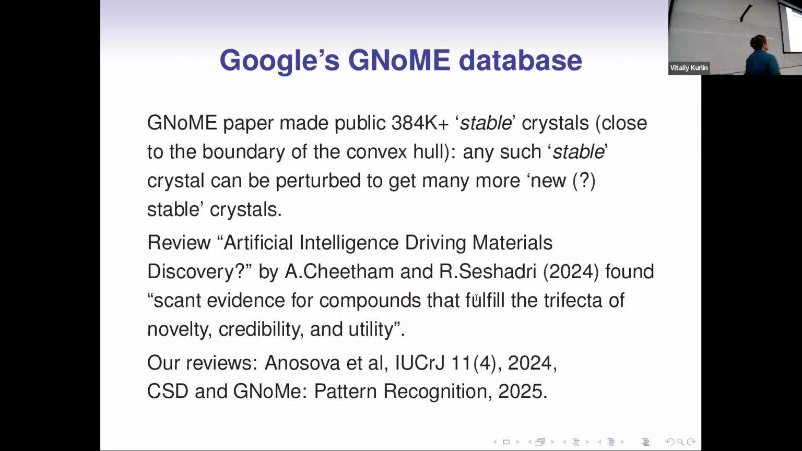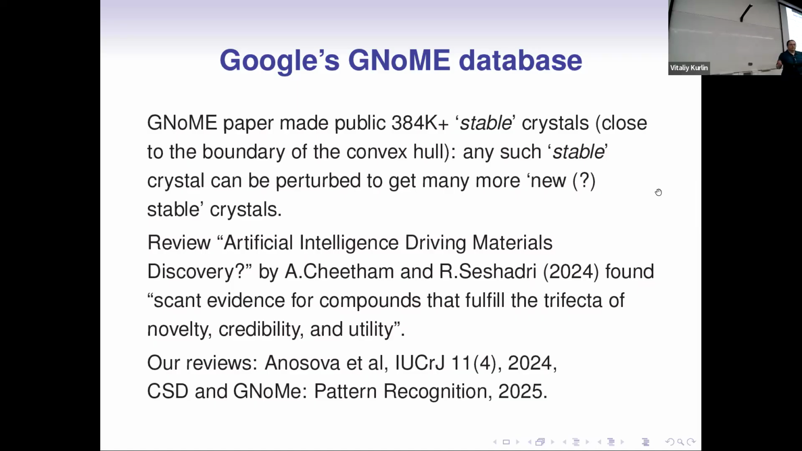Okay, so that was about synthesized materials, but we still have something like 2 million predictions. Actually, GNoME publicized just 384K stable crystals. There is some description, a very short one, of what they mean by stable. It was close to how it's typically done, close to the boundary of the energetic convex hull. So presumably those materials should have been stable.